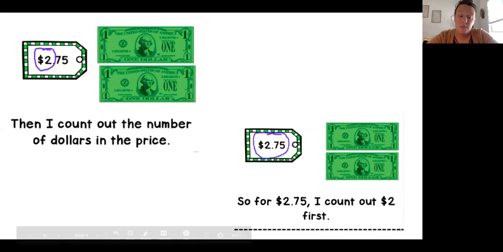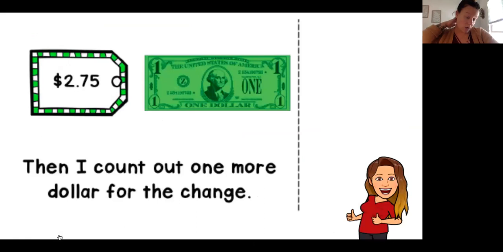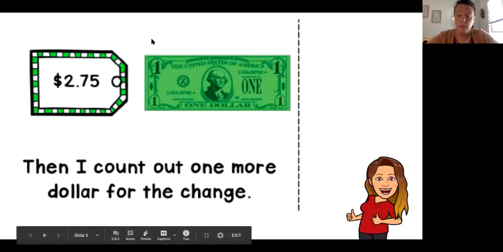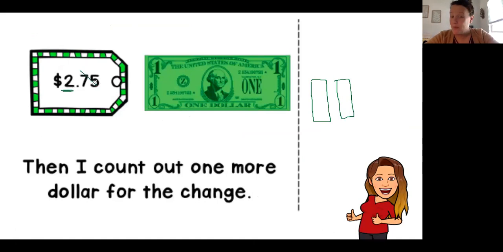The next piece that we need to do is we always count out one more dollar for the change, okay? We count out one more dollar. So if we already have our 2, here's 1, here's 2, because remember our price is $2.75. Well, we said we weren't going to think about it, but that doesn't mean that it goes away. We still have to pay for that change. So we're going to add one more dollar.